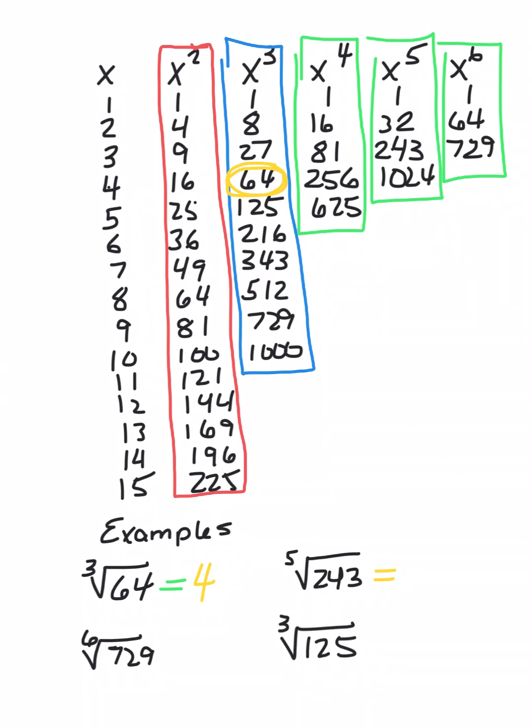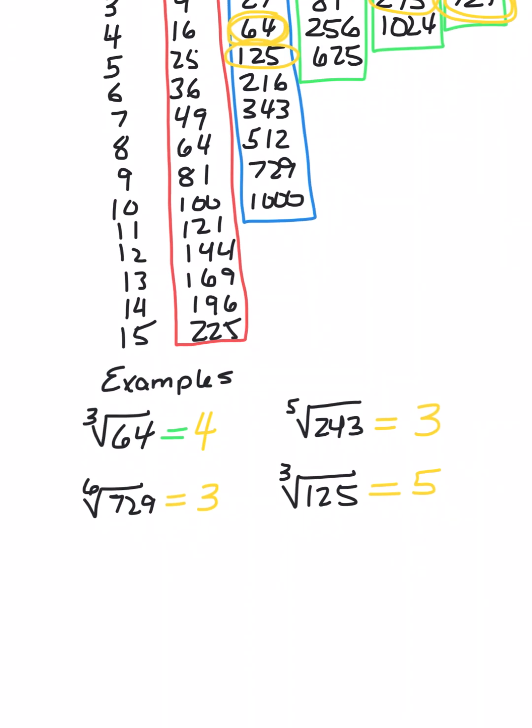So the cube root of 64 would be 4. The fifth root of 243, we're looking under the fifth power. I see 243 right there, and that would be 3, because 3 to the fifth power is 243. Sixth root, we're not going to do a lot of them that are this big. That's the biggest one we're going to do, and that's going to be 3, because 3 to the sixth power is 729. Cube root, looking under the cube, there's the 125, and that would be 5.